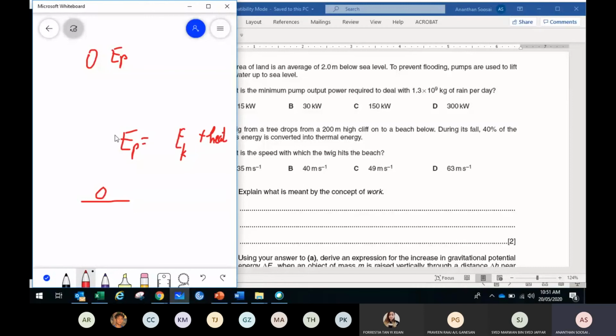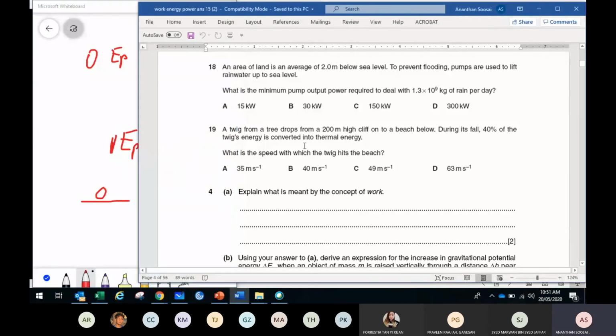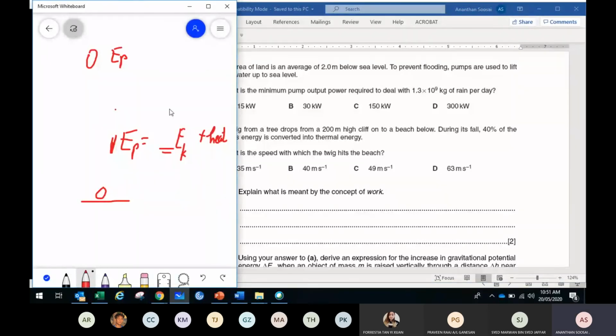Tell me, if one EP, how many EK become? Look at the question: how many percent tend to become EK? 40% tends to become thermal energy, so 60% is EK. So what number do you put here? The EK is actually how many percent of EP? It's only 60%. 60% is 0.6. So EK is actually 0.6 of EP that was converted.